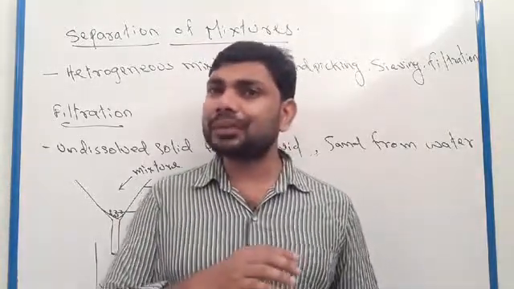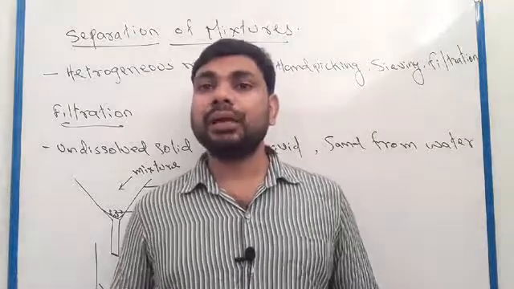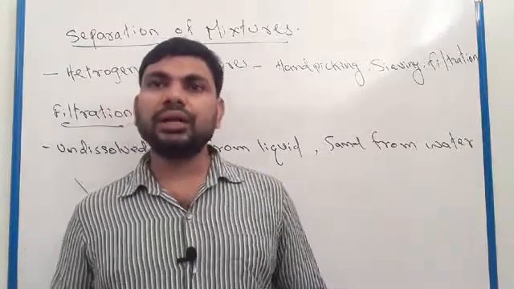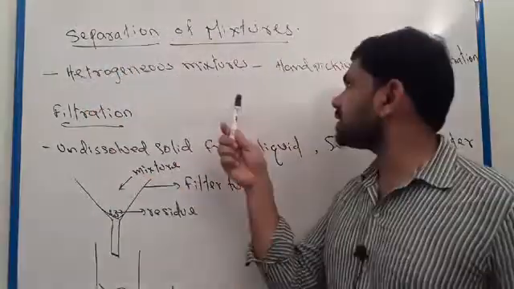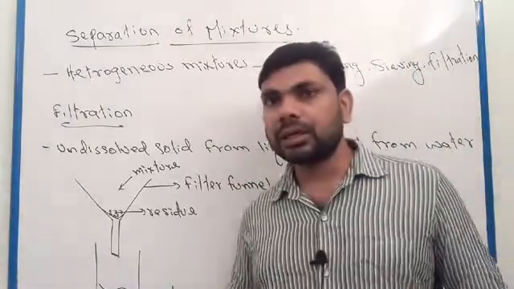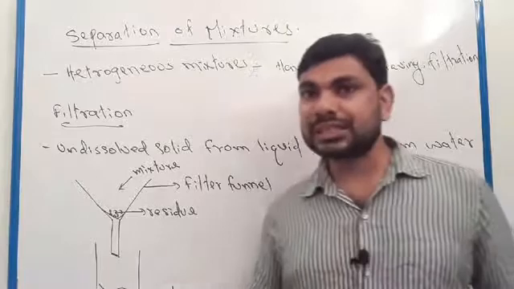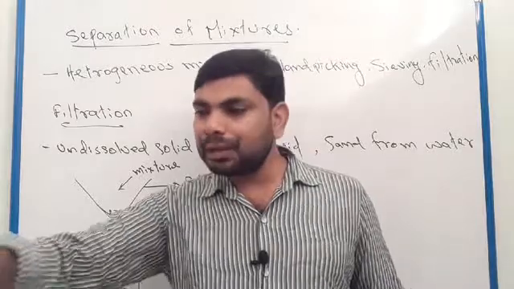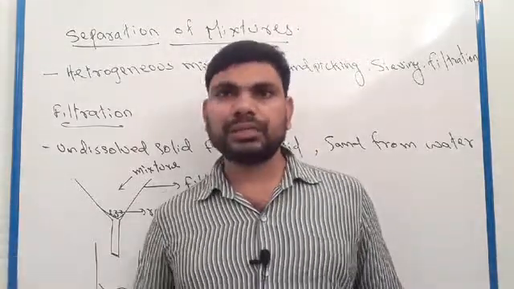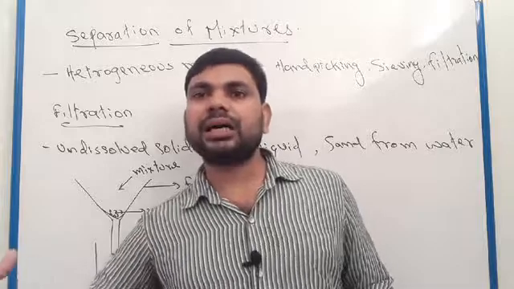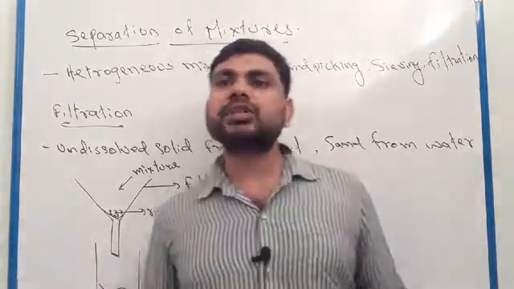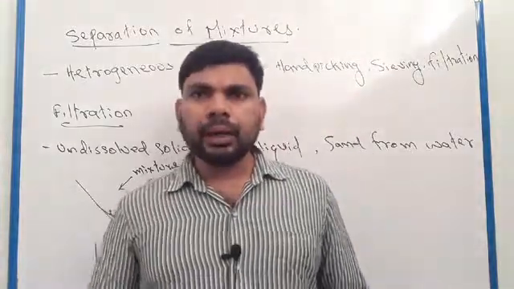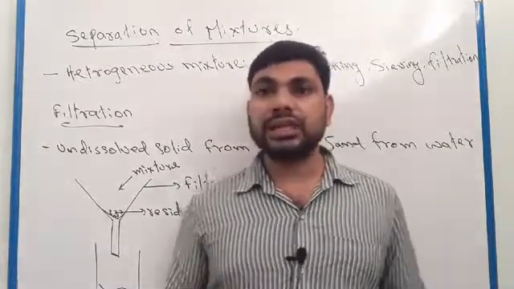Heterogeneous mixture we can separate very easily. For example, filtration, sieving. This type of technique we can use. Heterogeneous mixture we can separate by simple hand picking method, sieving, filtration. Simple hand picking method means we have one heterogeneous mixture, we can simply separate it with hand. Some types of mixture we can separate like this. This type of method is called simple hand picking method. Clear? Okay, after this we have to discuss filtration.